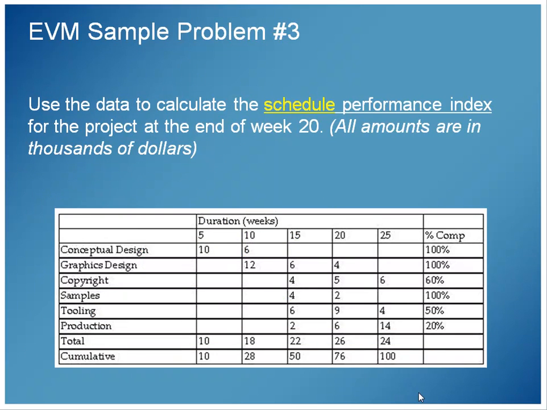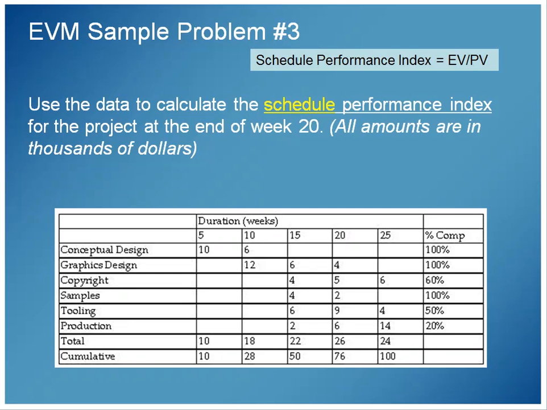One more problem here, one more sample problem. We're going to look at something different here. Use the data to calculate the schedule performance index, right? Not cost performance index, but schedule or time performance index for the project at the end of week 20. So here we've got our data. We can use this data to calculate the earned value, because the earned value is just based on the budget and the percentages completed so far. But we're looking at a specific time window. So we're assuming these percent completions are right now at time 20, and we're looking at week 20, and we want to figure out our schedule performance index.